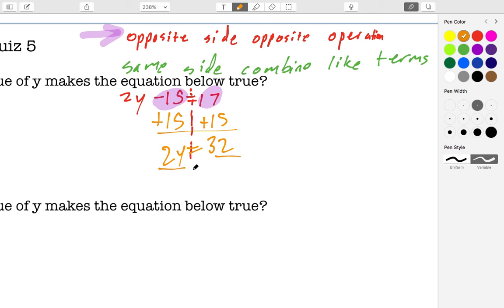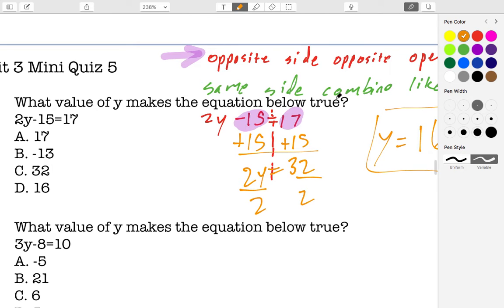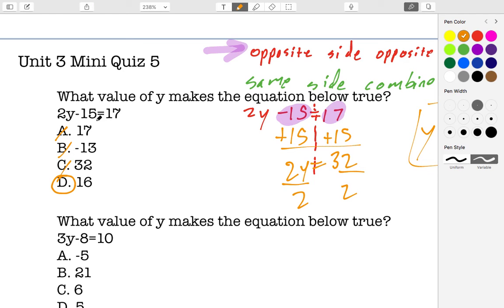What do we want to move? 2. So y is equal to how much? 16. Okay, so what's your answer? 16. D. So if they picked A, B, or C, that is not correct. Now for the grading, put +1 if it's D, +0 if it's anything else.